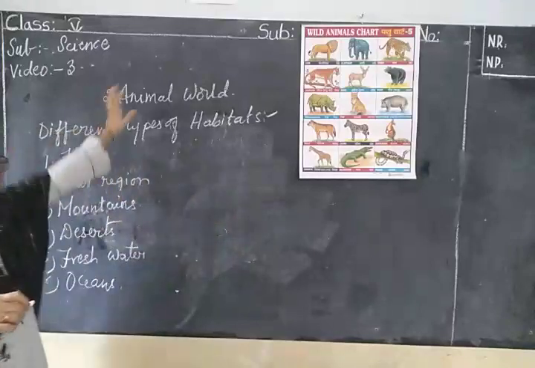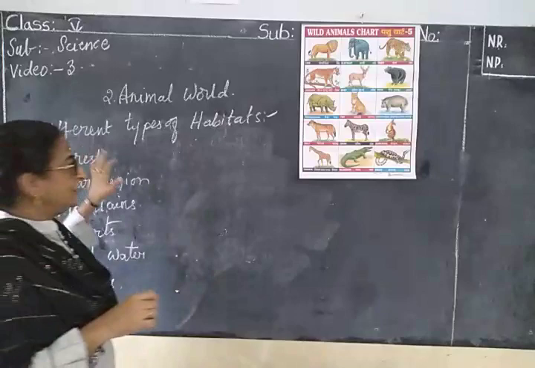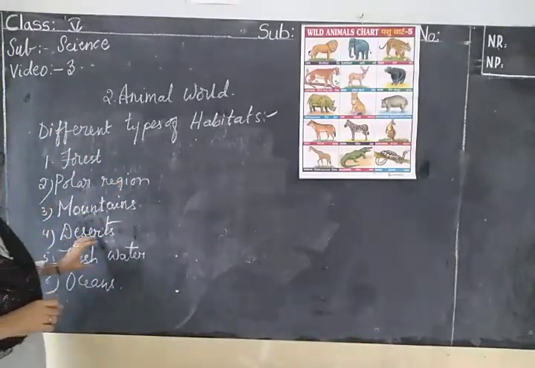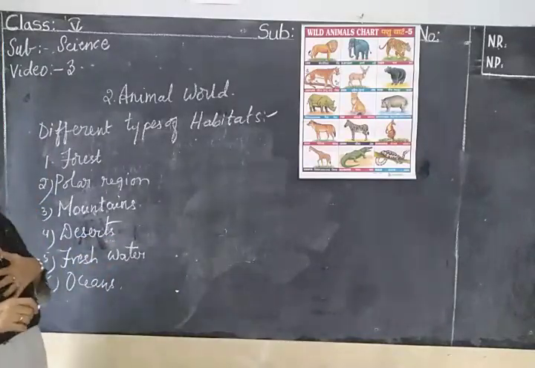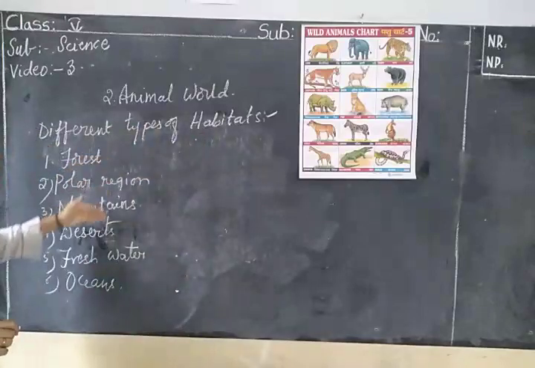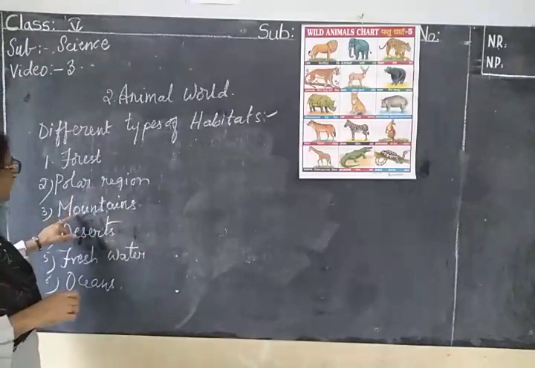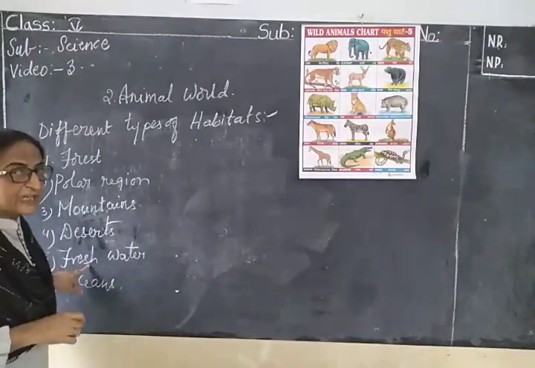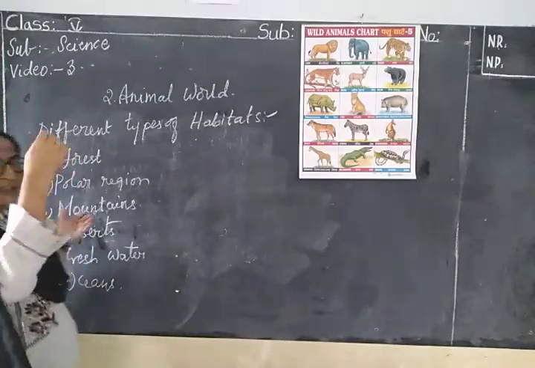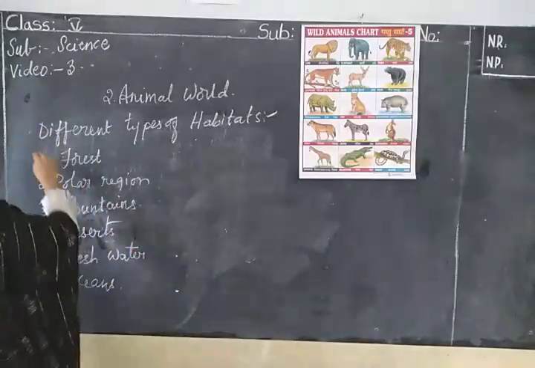So the main habitats we will learn here today are the forest, polar region, mountains, deserts, fresh water and oceans. All these are the different types of habitats. So now, we have to learn about each habitat in detail. So let us come to the forest first.